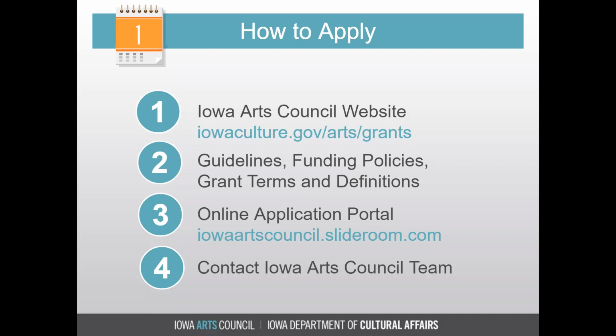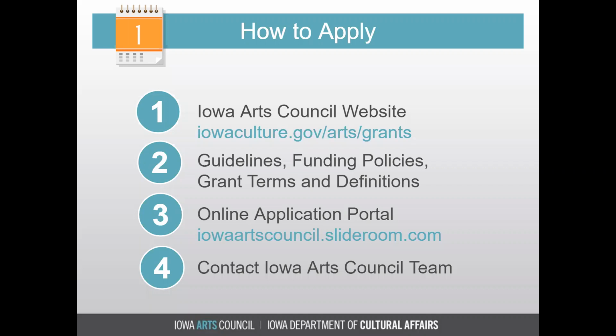Step 3 is to visit the Iowa Arts Council's application portal at iowaartscouncil.slideroom.com. Here you'll be able to view a summary of the application requirements by clicking on the link to the program you wish to apply for. To view the full application requirements, you must create an account on SlideRoom and log in. After logging in, you will have access to the narrative questions, word limits, and upload requirements.